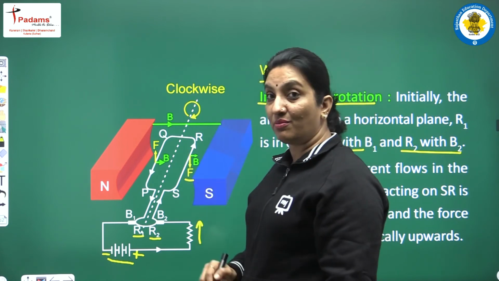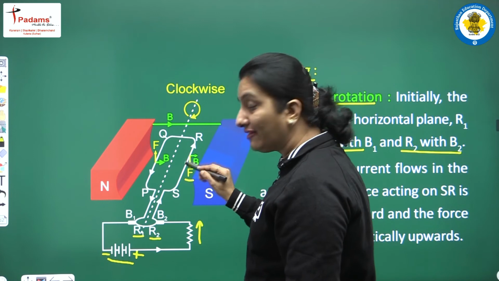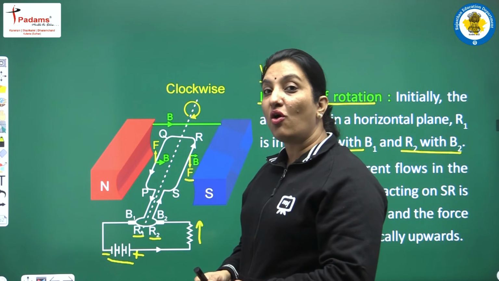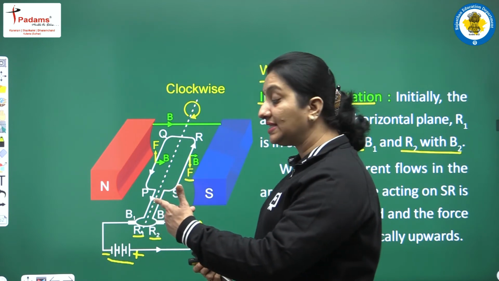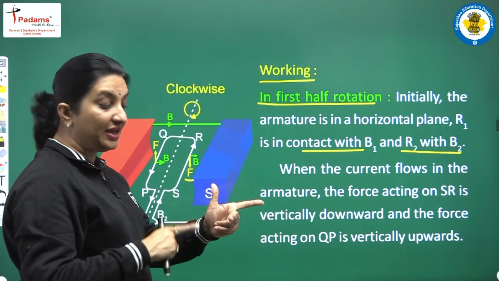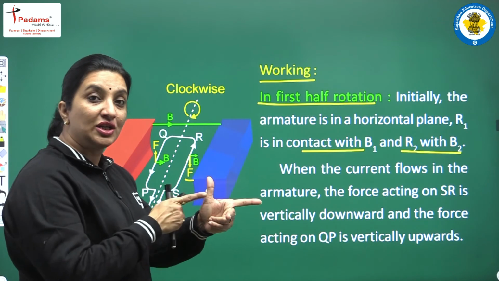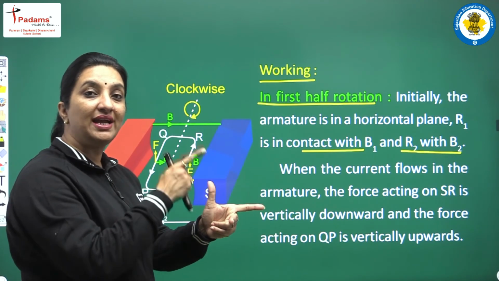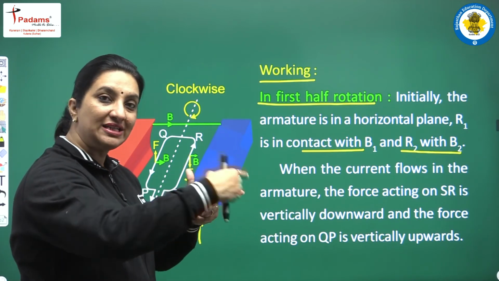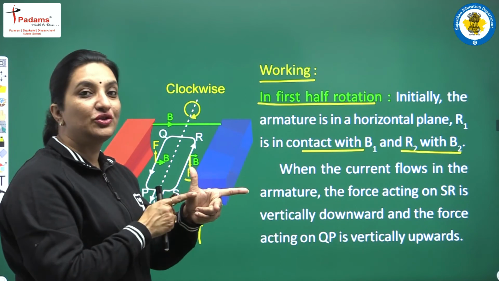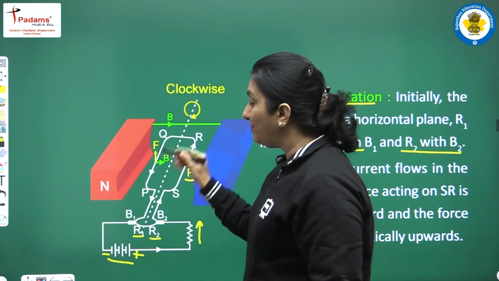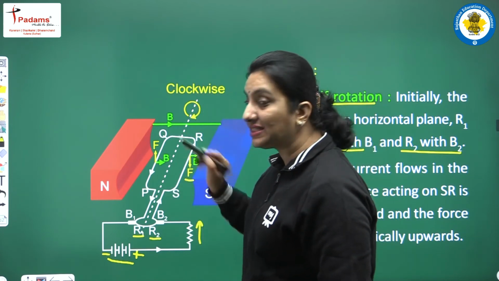Now for this arm, the direction of magnetic field is the same, but the direction of current is like this. So what will be the direction of force? Here you can see the direction of magnetic field and this is the direction of current. So the direction of force, which is indicated by the direction of thumb, is going to be upwards. This is the direction of force experienced by this arm PQ. So here the force experienced is upward.